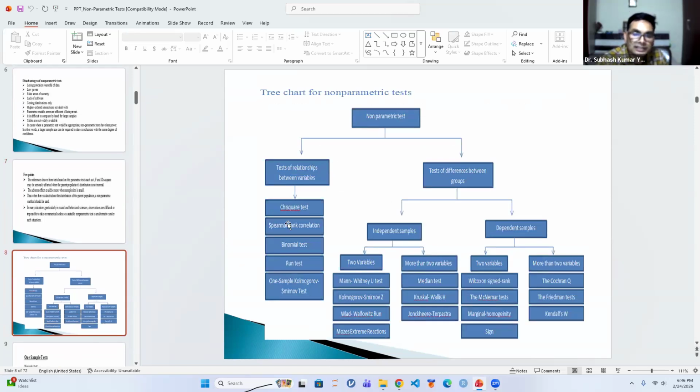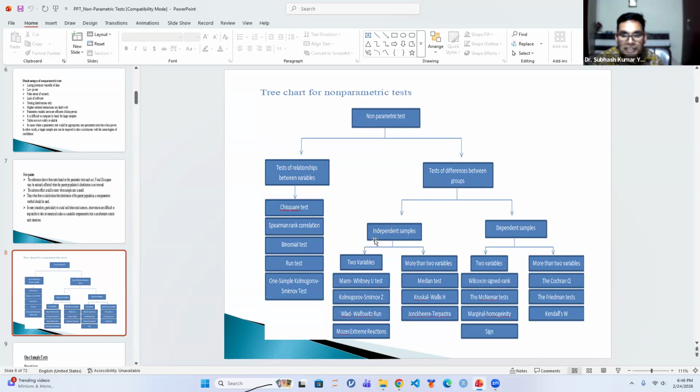Here you can see these are the tests for a single sample, and these are for groups of samples. For the independent sample tests, these are for two independent samples, and these are for more than two. If we talk about dependent samples, like the paired t-test and repeated measures ANOVA, the alternative to that is the Friedman test. And the alternative of the paired t-test is the Wilcoxon signed rank test.